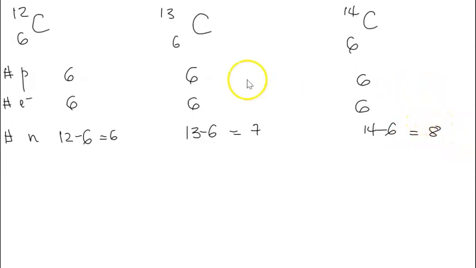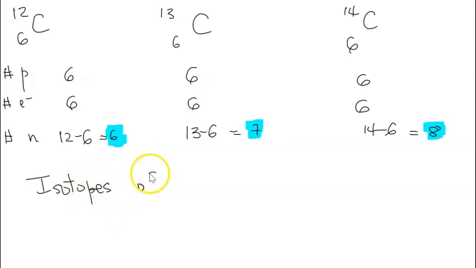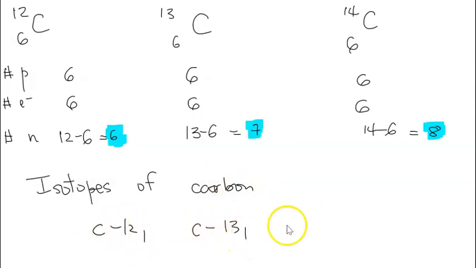So again, what's different is my number of neutrons: 6, 7, 8. These are all isotopes of carbon: carbon 12, carbon 13, and carbon 14.